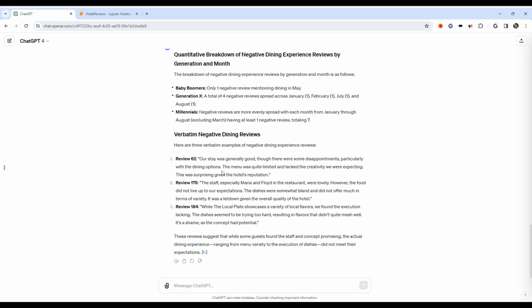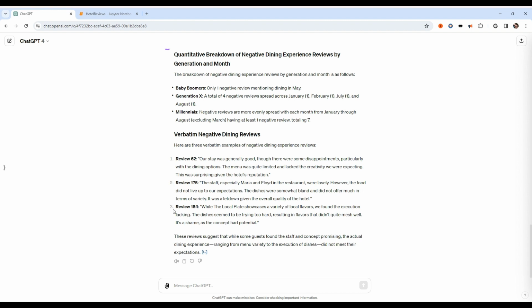Our stay was generally good, though there were some disappointments, particularly with the dining options. The menu was quite limited and lacked the creativity we were expecting. This was surprising given the hotel's reputation. The staff, especially Maria and Floyd in the restaurant, were lovely. However, the food did not live up to our expectations. The dishes were somewhat bland and did not offer much in terms of variety. It was a letdown given the overall quality of the hotel.